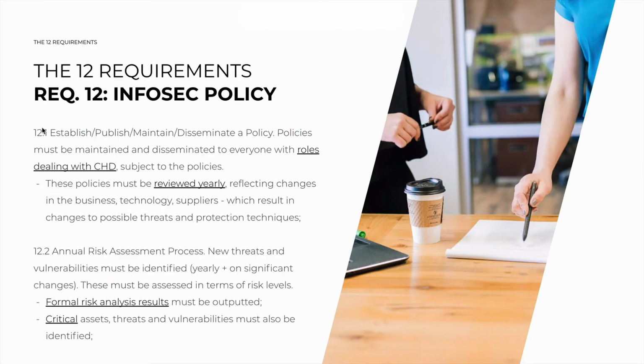Let's start with 12.1. You need to establish, publish, maintain, and disseminate an information security policy. In other words, make the policy reach the people that it impacts and keep it updated.